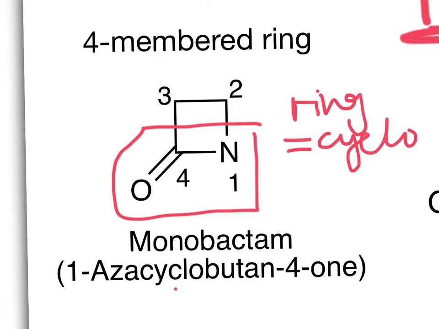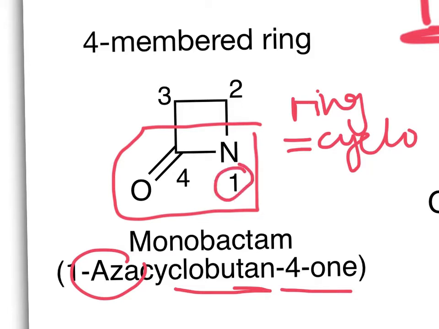So this is cyclobutane. The carbonyl starts with nitrogen. I assume that you know the numbering priority as well. So 1, 2, 3, 4. So this is 4-one. Aza means there's a nitrogen in there. So it's 1-aza. This is 1-aza-cyclo as a ring. So 1-azacyclobutane-4-one. Okay, right?